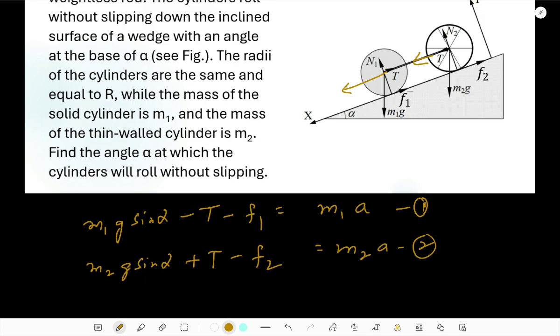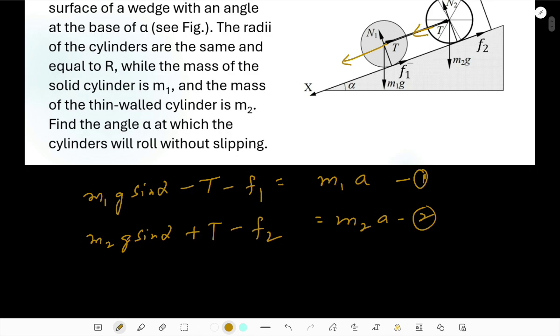And since we need to find the angle alpha at which the cylinders will roll without slipping, I'm going to write down the equations along the y-axis as well. For the first cylinder, N1 equals M1g cos alpha, and N2 is also equal to M2g cos alpha. And so let's get it done.